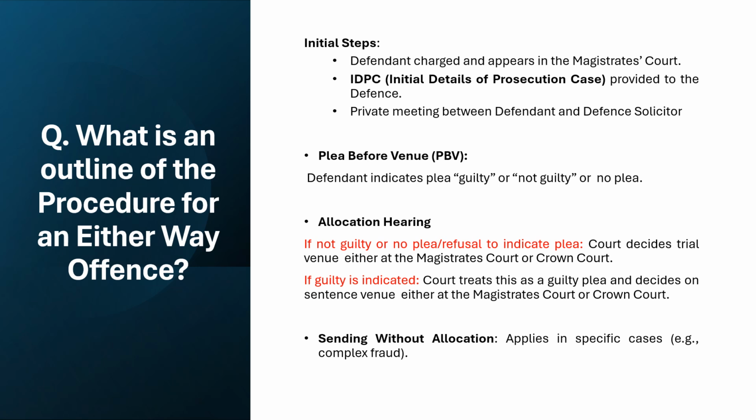If a guilty plea is indicated, the court treats this as a guilty plea and decides on the sentencing venue, either at the magistrates' court or the Crown Court. And there are certain occasions when either way offences are sent without an allocation, meaning the case is sent to the Crown Court without the need for an allocation hearing. This applies to specific cases such as complex fraud.